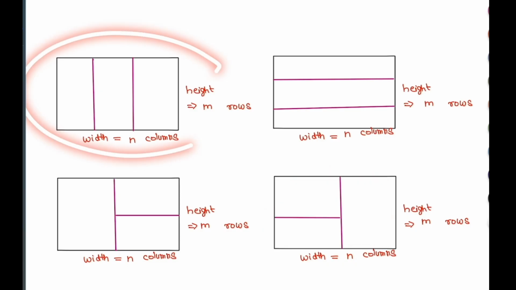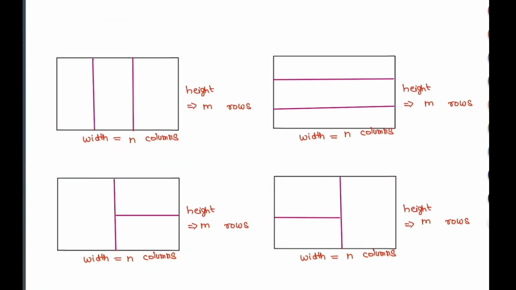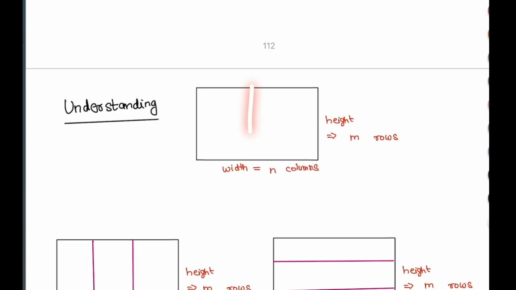So we have seen three combinations of dividing the 2D matrix into three parts. All these three combinations first divide our original data vertically. After dividing it vertically, we could divide vertically once more, or we could divide vertically and then divide horizontally.